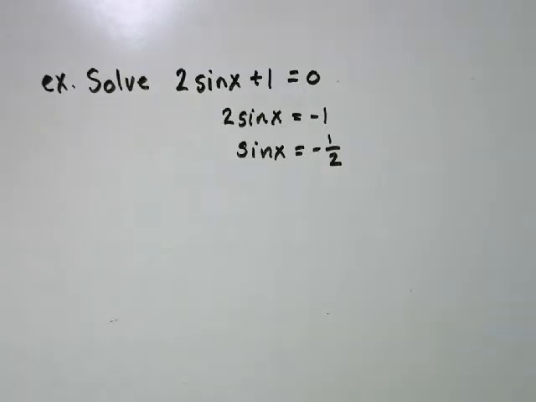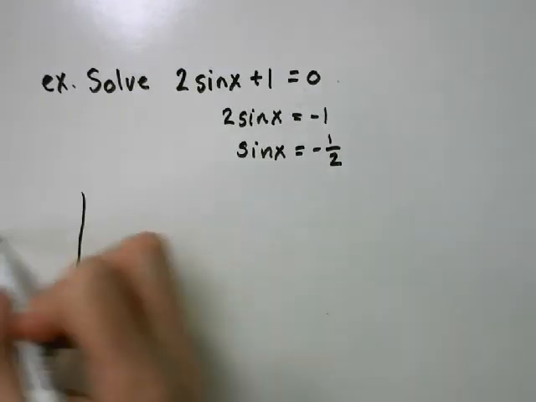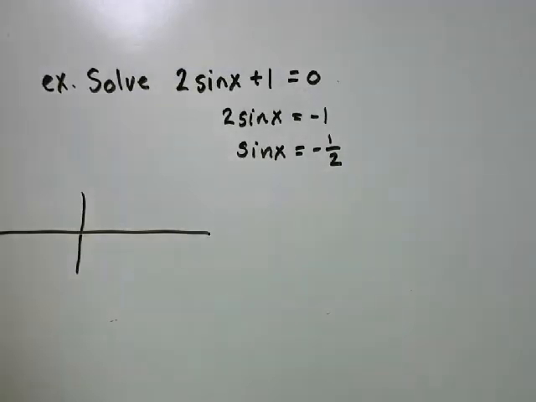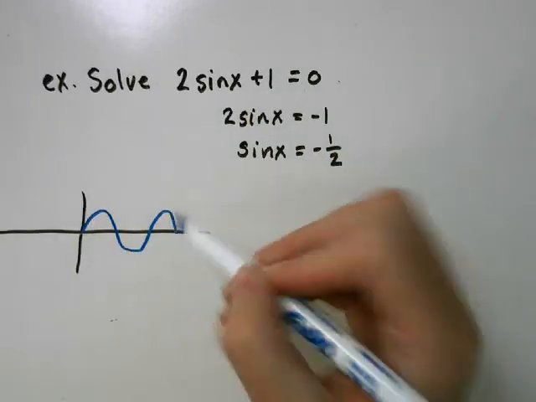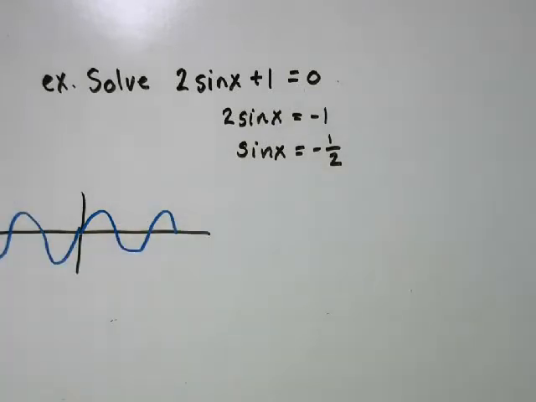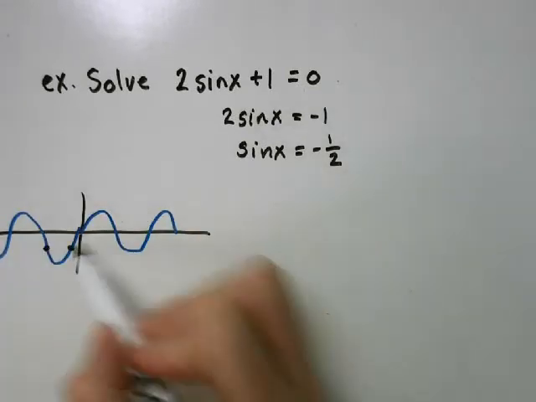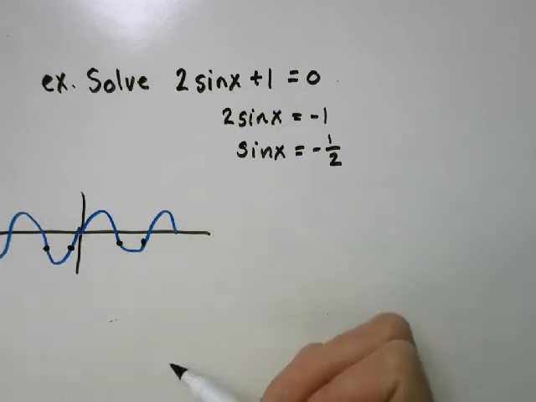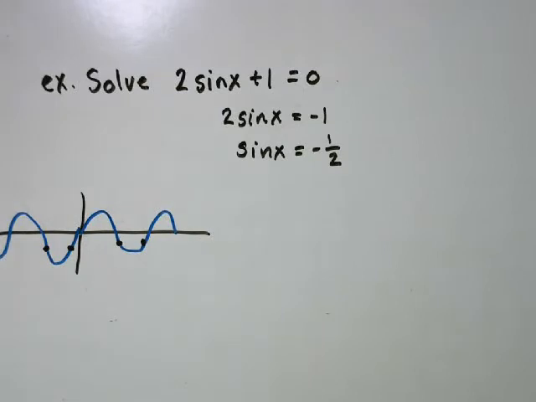Now the answer to this is there are an infinite number of solutions. So think about the graph of sine. If I had the graph of sine, there's an infinite number of times where sine is going to equal negative 1/2. So there are different ways we can answer this question.